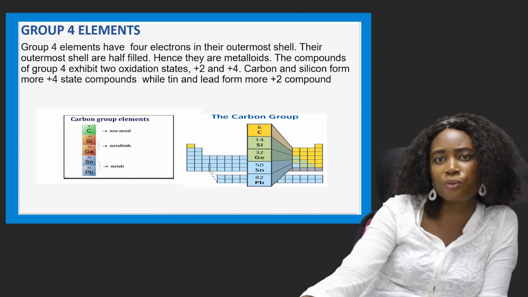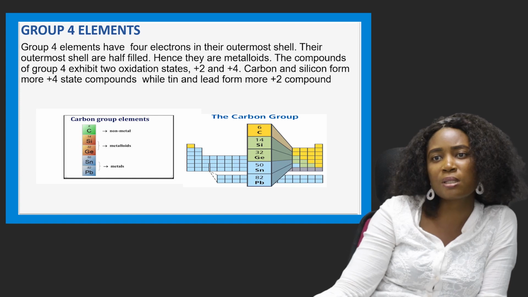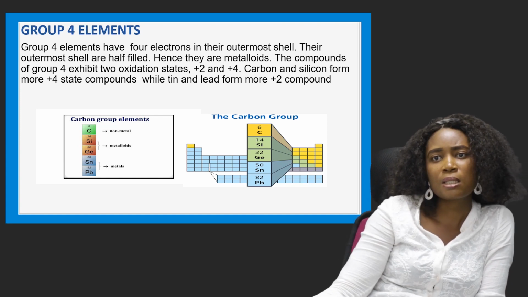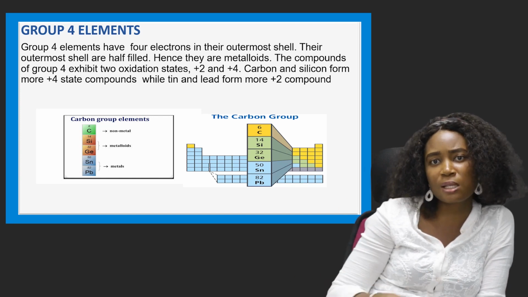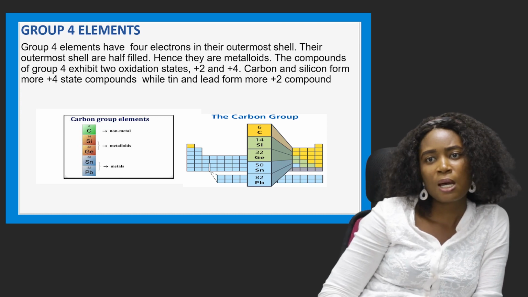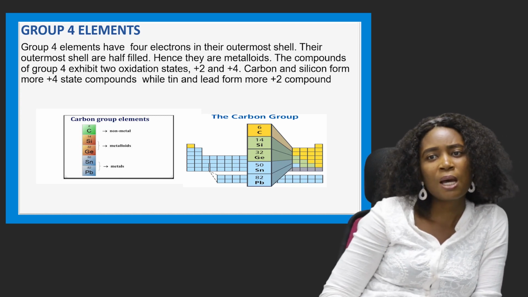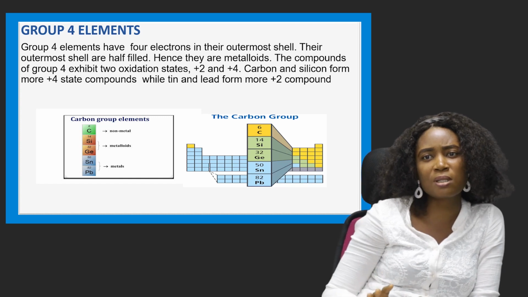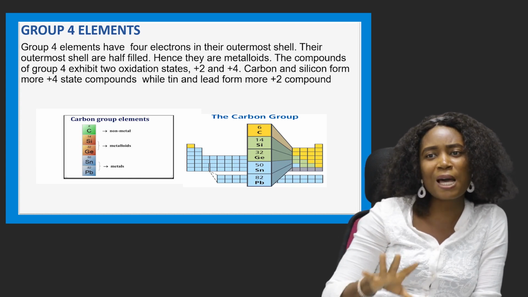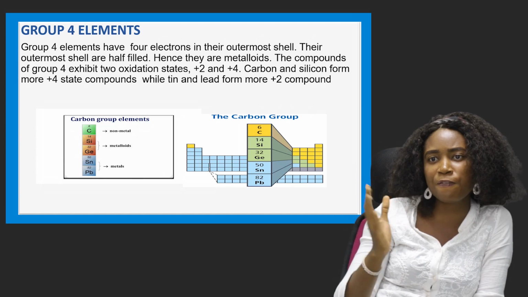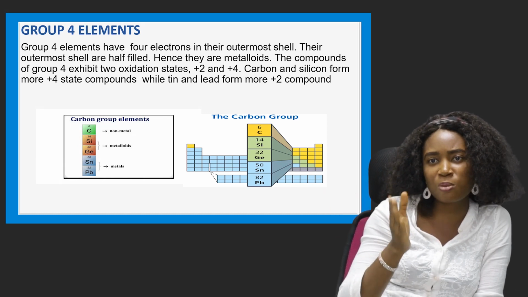Now, let's talk about group 4. Group 4 elements have 4 electrons in their outermost shell. And these group 4 elements are called the metalloids, in the sense that their outermost shell is not completely filled. It's said to be half-filled.